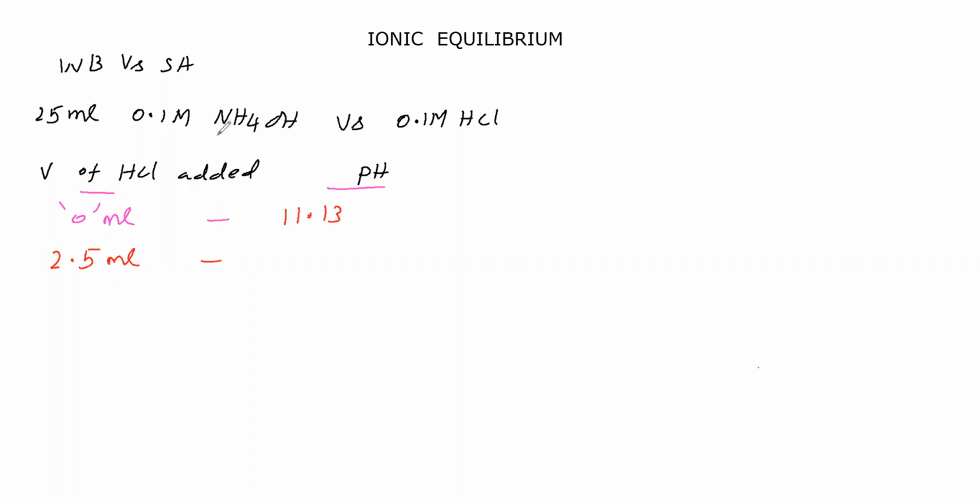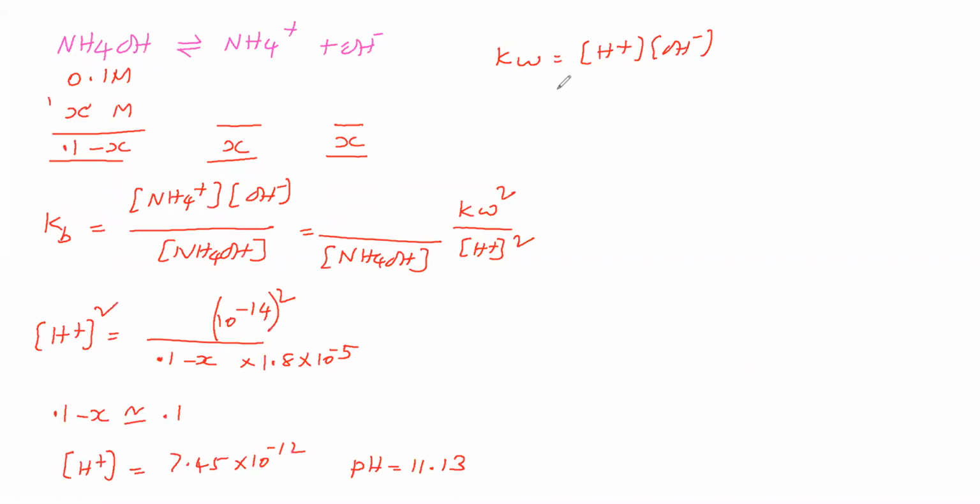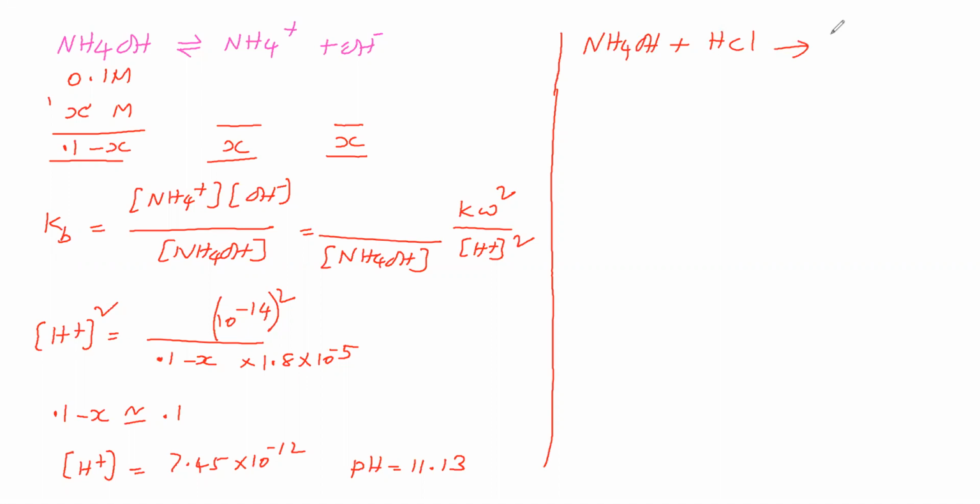Due to addition of HCl into ammonium hydroxide, what will happen? Ammonium hydroxide is a base, HCl is an acid. So between them, acid-base neutralization is possible. What is the acid here? HCl. What is the base? The weak base ammonium hydroxide. Between them a reaction takes place. What is formed, do you think? Ammonium chloride and water. The salt ammonium chloride is formed and water is formed.